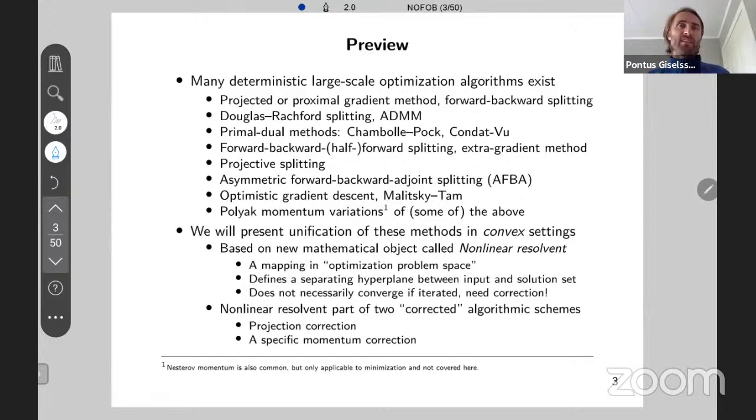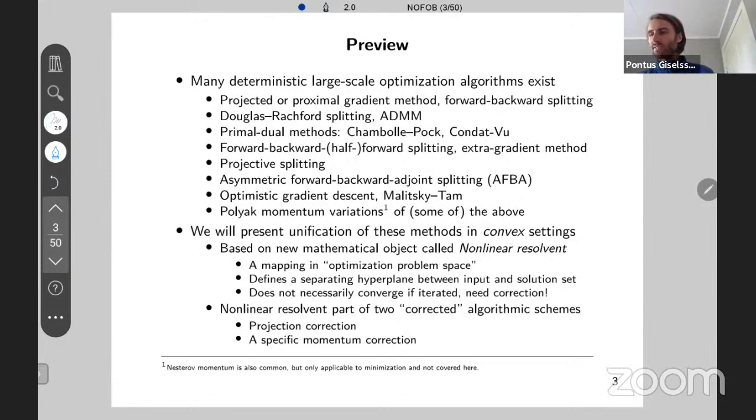The problem is that if we just take this algorithm, so for instance, you saw forward-backward splitting as one algorithm. If we take forward-backward splitting and iterate it, I think it will converge, given that we select the step sizes appropriately. But if we just iterate our nonlinear resolvent, it may not converge. We will see examples of that. So we need some type of correction in order to have a convergent method.